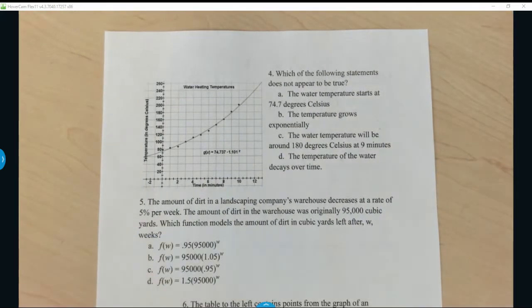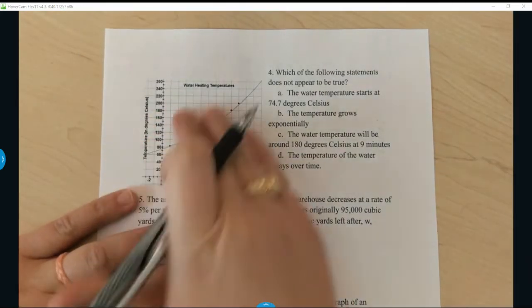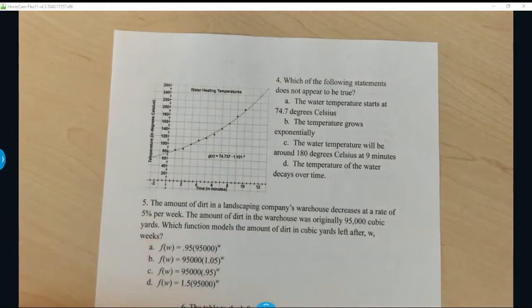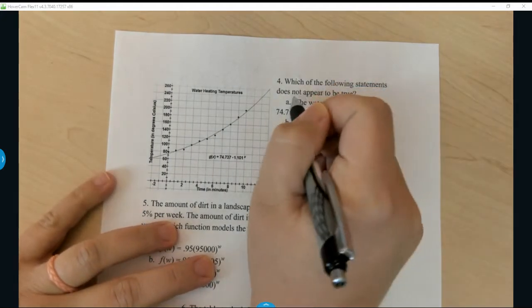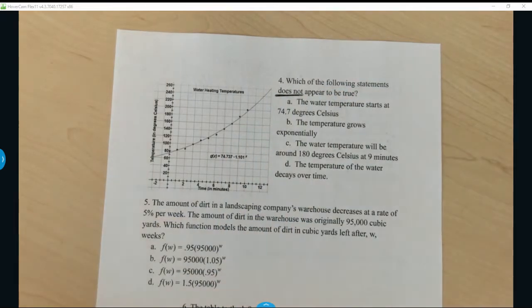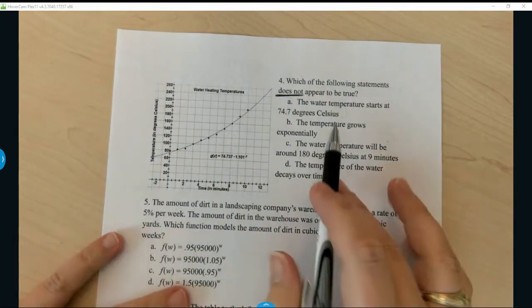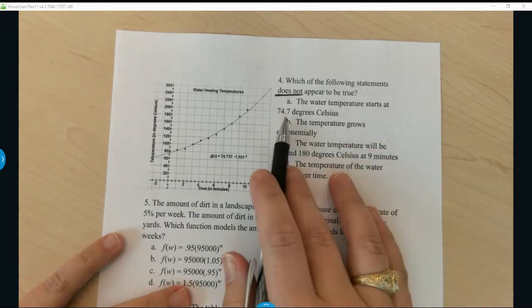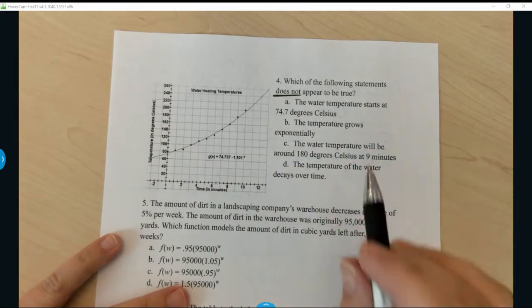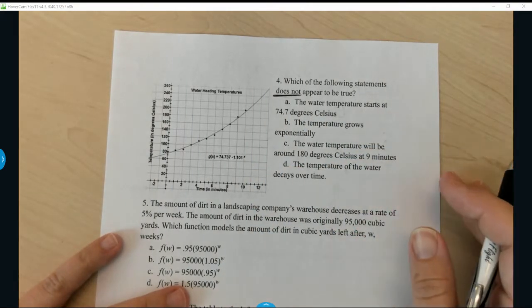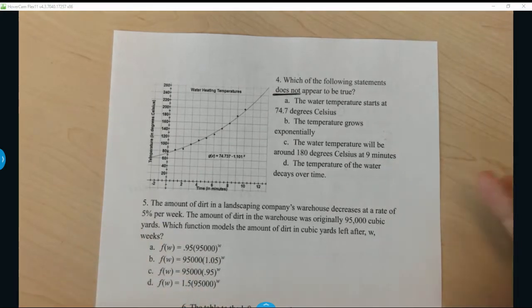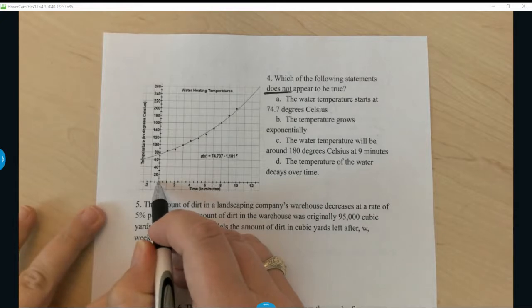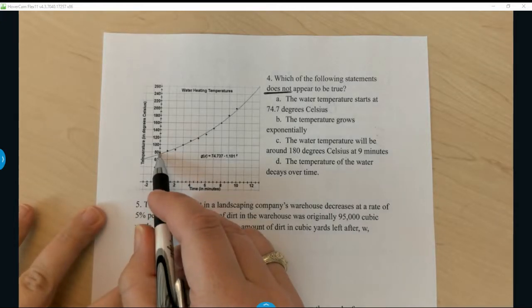Okay, moving to the back. Here's a graph that's been given to us, and then we're going to read through question number 4. Which of the following statements does not, read closely, does not appear to be true? The water temperature starts at 74.7. So if I'm starting, no time has gone by. So I'm starting when my x is 0, which means I'm looking for the y-intercept. So x is 0. I'm going to go up to 74.7. Yeah, that looks like that could be a possibility.